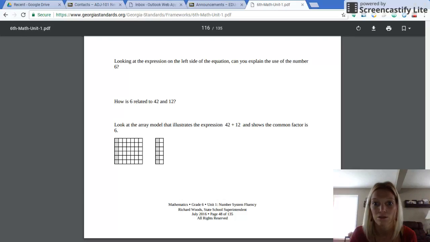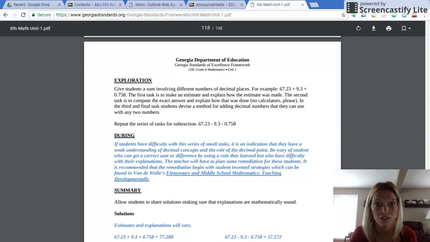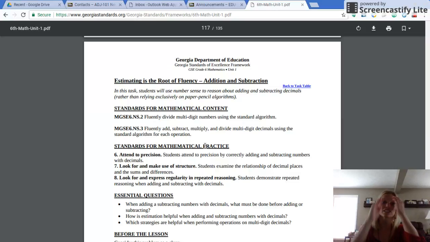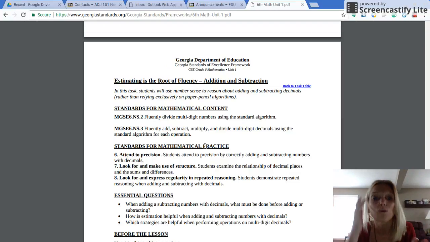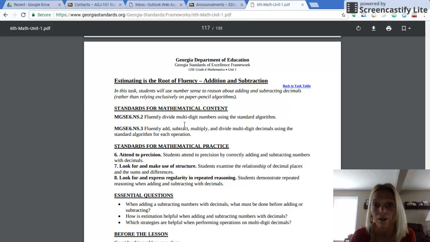Okay, I think this is what I want. Yeah, okay, so this is estimating the root of fluency. So what would you do if you do your quest report? So you've got your standards here. Now these are the Georgia ones, and I do know these ones align with the Common Core, so you'll just have to look to use the Common Core ones.